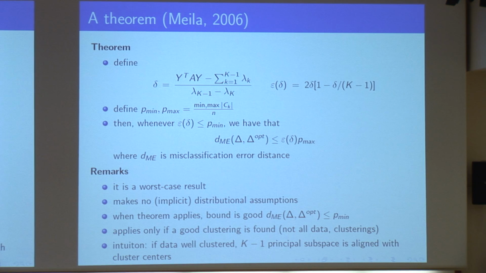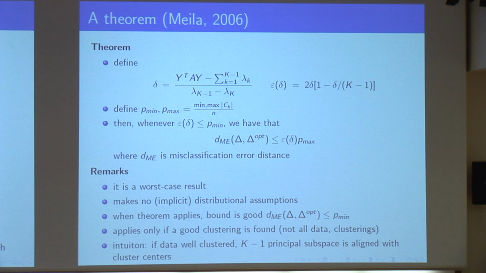The proof may be long or complicated, but the idea is very simple. This is a good clustering because it's very close to the subspace spanned by the y's, the principal subspace. The best clustering is only better than this, so it's also close to the principal subspace, definitely, since it's better than this one. And this eigengap tells me how stable that principal subspace is. Yeah?